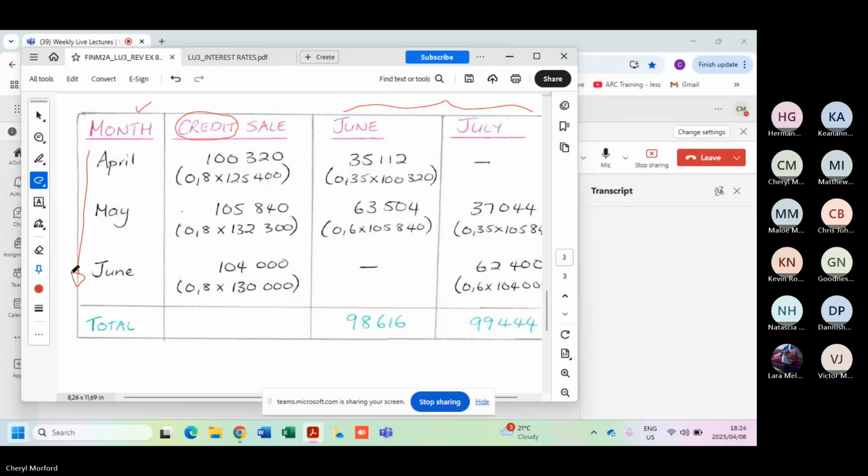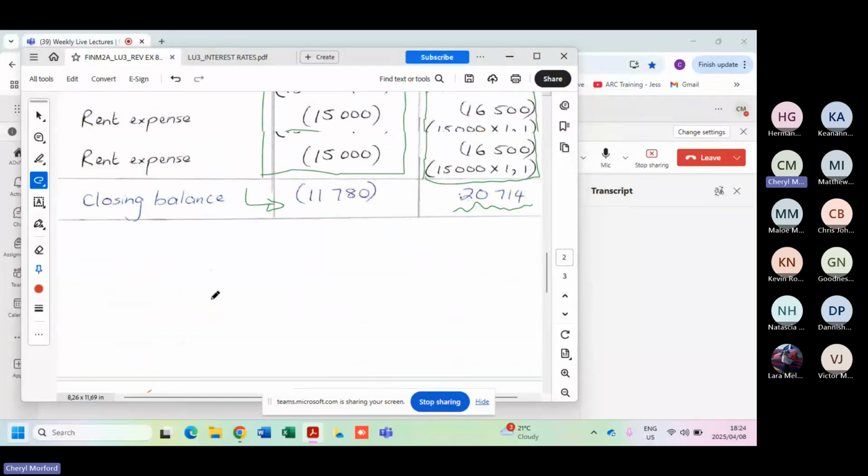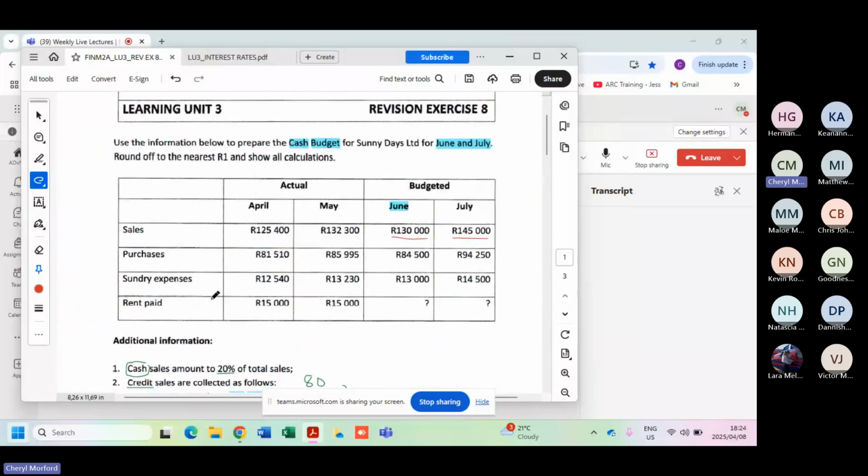So sale, credit sale first of all. If we remember in the question it says cash is 20, that's why we're doing 80% here. Converting the total sale, step 1, into credit sale. So we're just going to take the values out of the table. And I just want to show you exactly where they are. So this one over here, the 125,400 is the sale total for April, total sale for May, total sale for June. What about July? Nope.